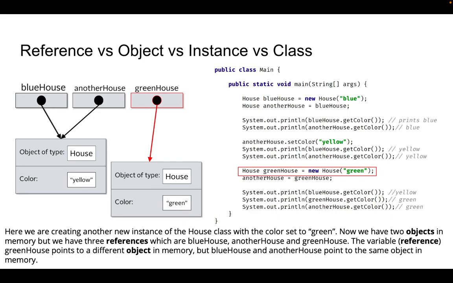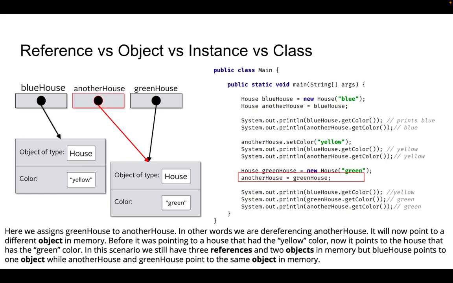I will create a new object here where the color of the house is green. Now the another house reference, which was pointing to the blue house, we now shift from the blue house to the green house. Okay, now it is pointing to the green house. The blue house that we created earlier was changed to yellow because of the earlier statement. Now another house is pointing to the green house.